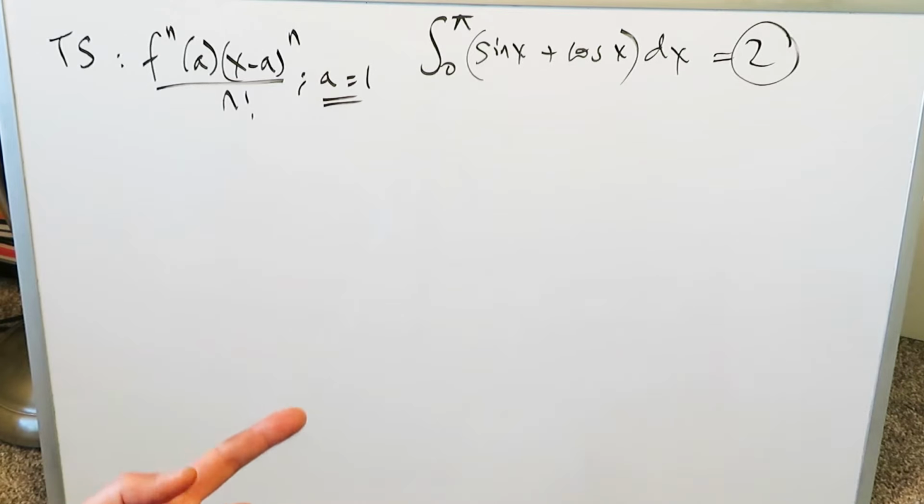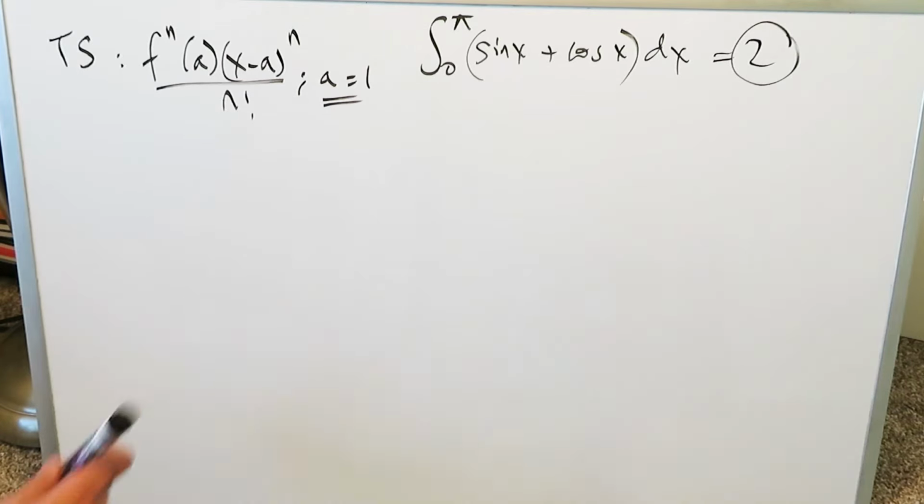We have to evaluate that definite integral, sine x plus cosine x from 0 to pi, and I've already given you the value, it's 2. The antiderivative of that, minus cosine x plus sine x from 0 to pi, is easy to evaluate and you'll get a 2. But our task is to evaluate by means of Taylor series centered around a equals 1.